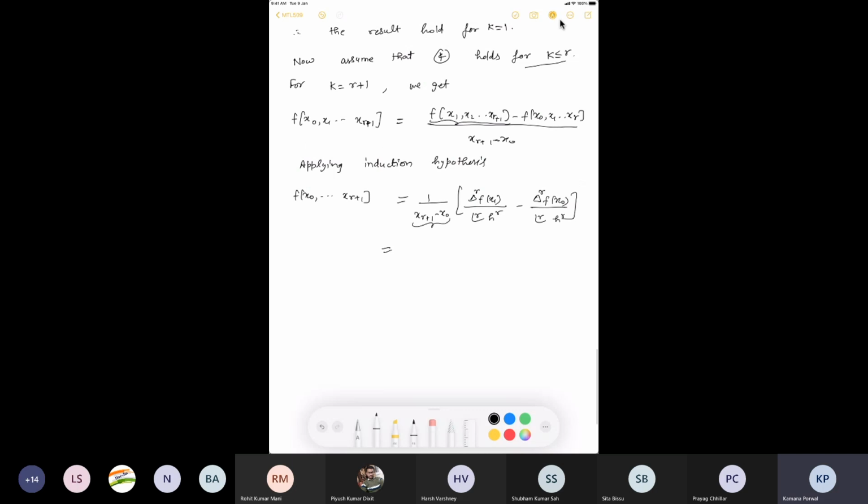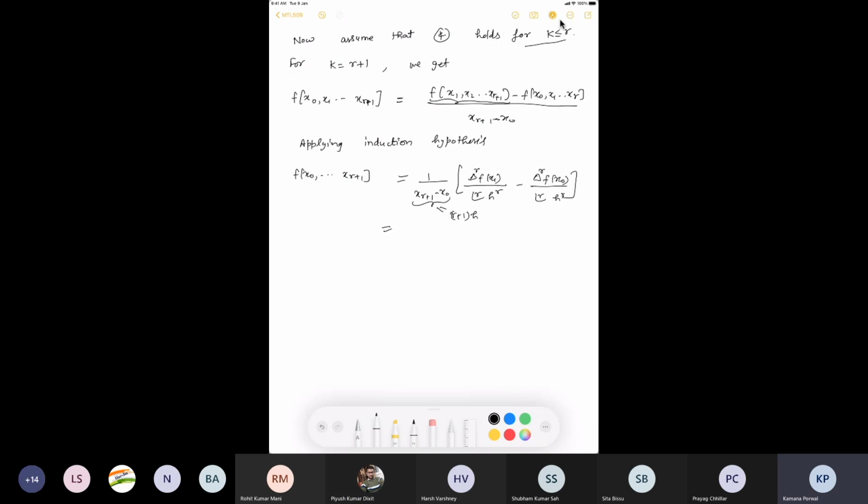Now what is this difference? This is nothing but (r+1) times h, because all the nodes are equally spaced. So if I simplify what we have got: delta^r of f at x1 minus delta^r of f at x naught, divided by, combining factorial r and r plus 1, factorial r plus 1 and h raised to power r plus 1. And the numerator is nothing but the (r+1)th forward difference of f at x naught.